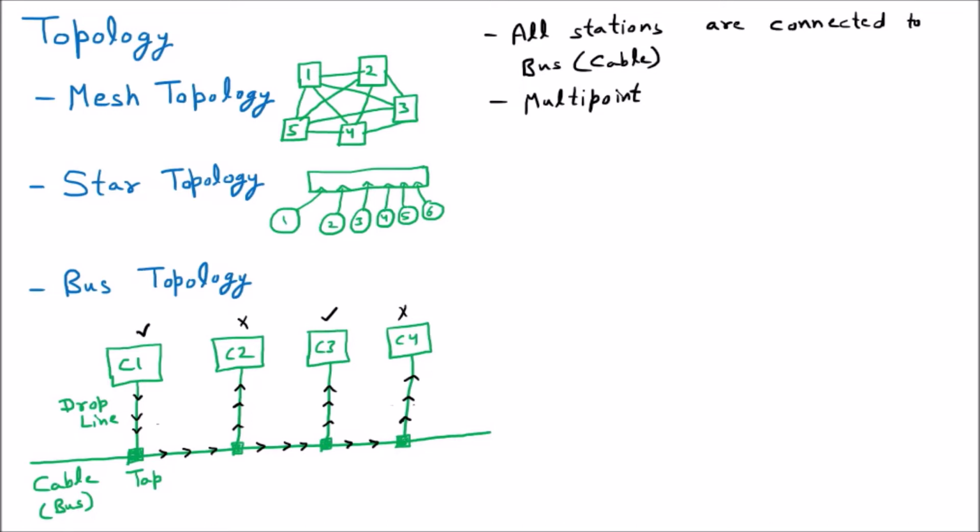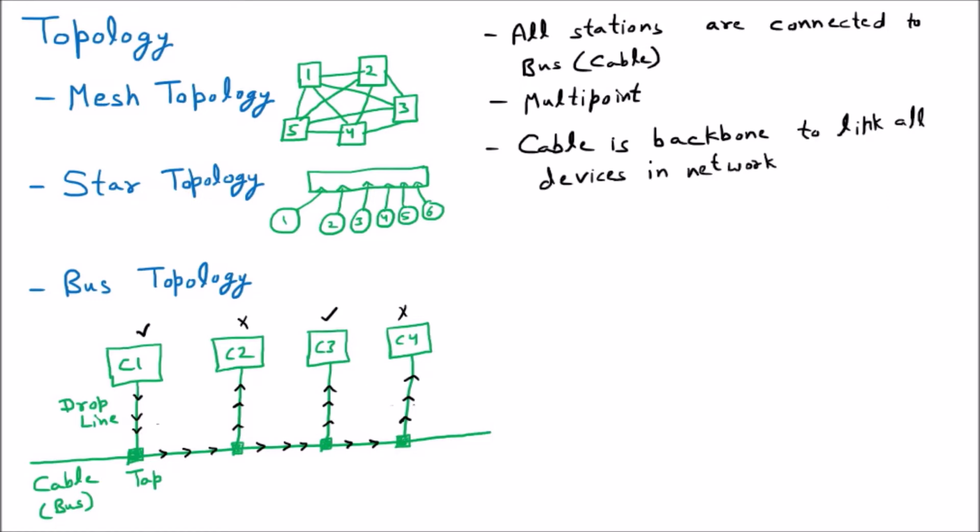And the next thing about the bus topology is that the cable is the backbone. So the cable is the backbone for all the devices. It means if the cable is not working, then obviously nobody will work. No computer is working. So the cable is the backbone to link all devices in the network. So if the cable is not there, there is no network. And there is one more protocol, or maybe you can say some rule, which everybody is following.